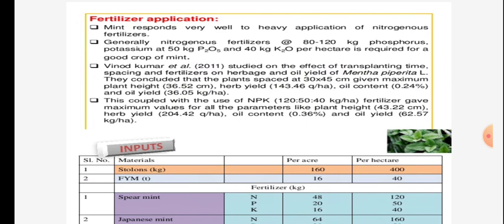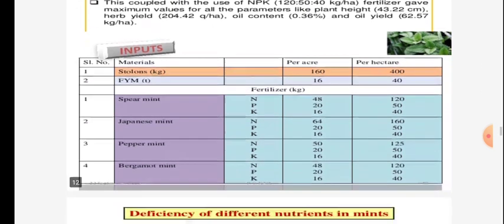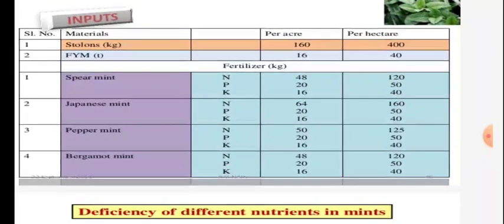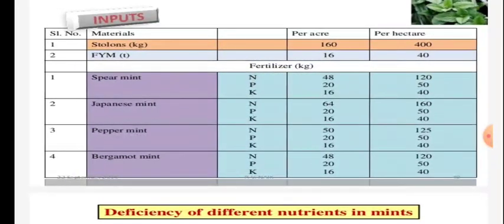Here it also as per the plant. So this is the table we have selected. It shows the per hectare, per acre FYM 160. So go through it. Then spearmint, Japanese mint, peppermint and bergamot. For the NPK dose, it is very important. So per acre it is less, 48, 20 and 16 NPK, whereas for hectare 120, 50 and 40.